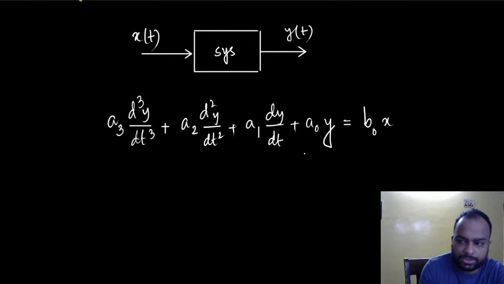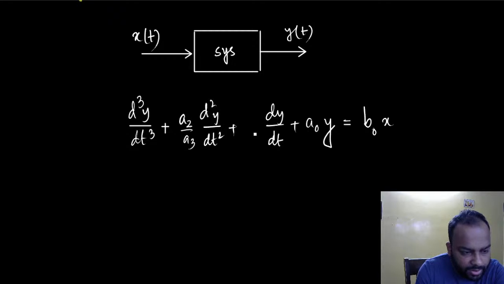There is something I just want you to notice: right at the very beginning I can divide everything by a3. So I can write this as a2 by a3, and this becomes a1 by a3.